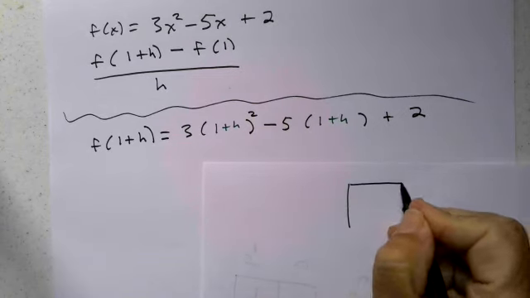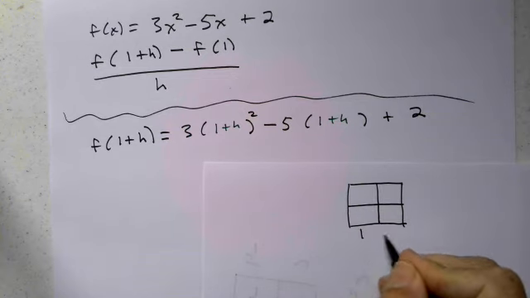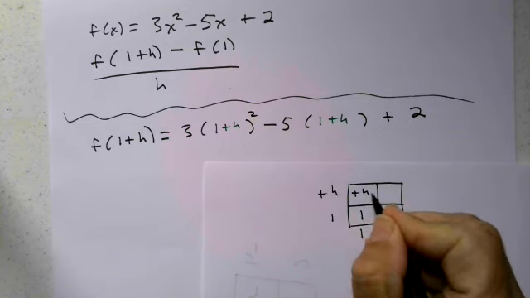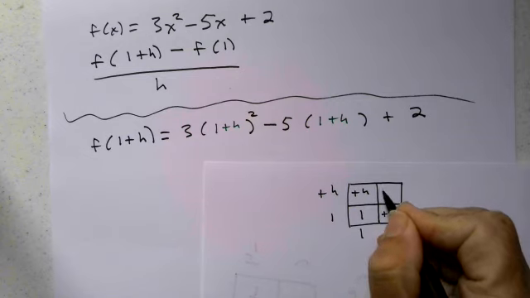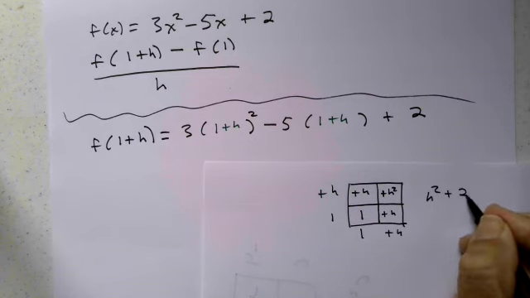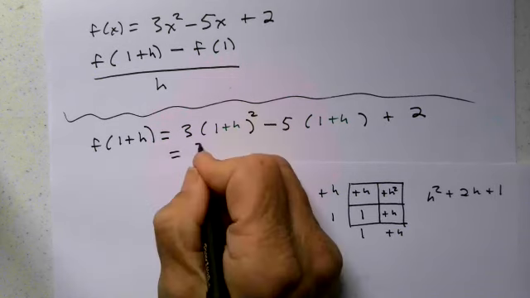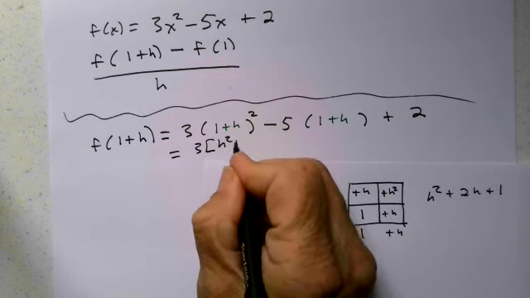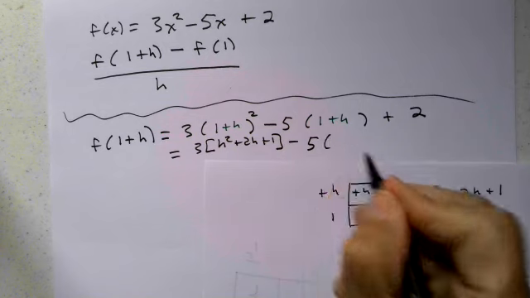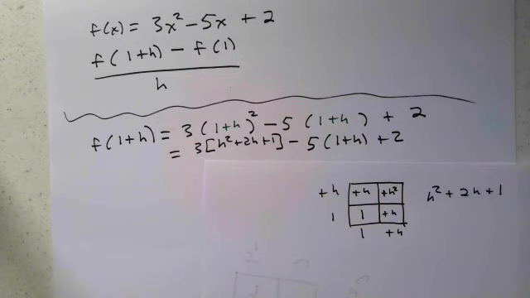Draw a multiplication box. 1 plus h, 1 plus h. 1 times 1 is 1, 1 times h is h, 1 times h is h, h times h is h squared. Put all those together: h squared plus h plus h, which is 2h, plus 1. So that gives me 3 times h squared plus 2h plus 1, minus 5 times 1 plus h, plus 2.